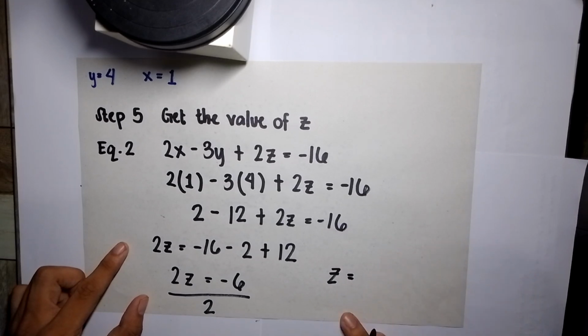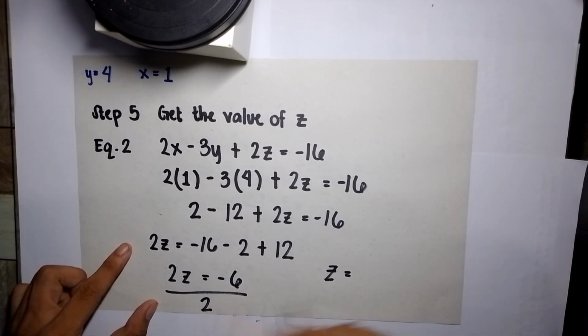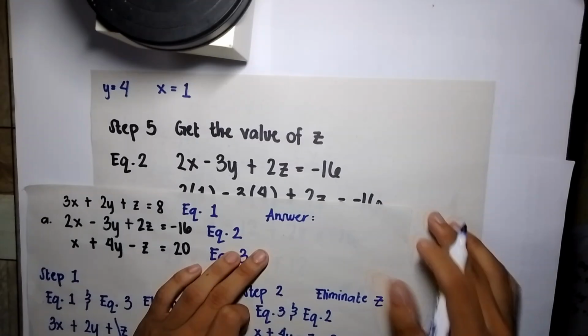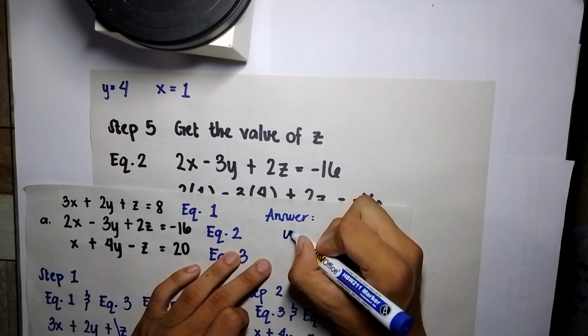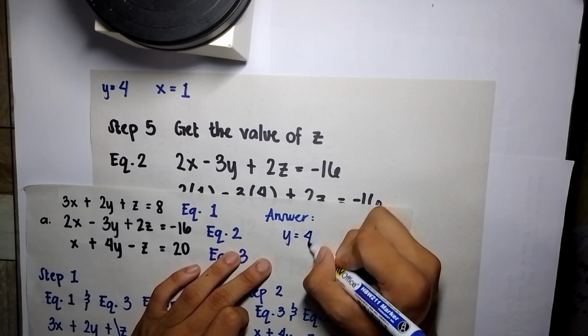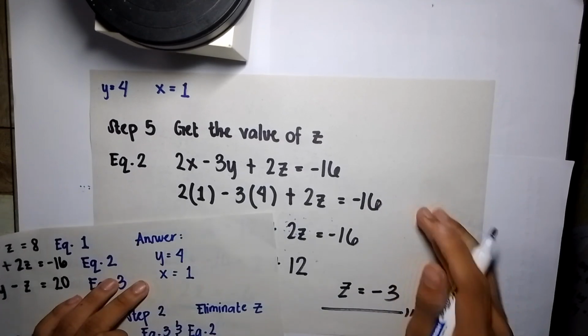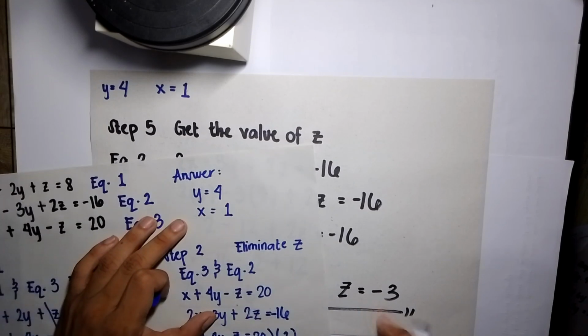Now, the value of our z will be negative 3. Therefore, our answer will be y is equal to 4, x is equal to 1, and z is equal to negative 3.